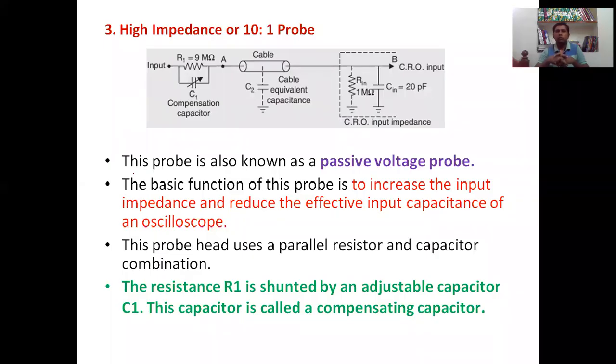So this probe will continue in the next class. There are some more probes, so we will continue in the next coming classes, two to three classes. So the high impedance probe, and the next one is the current probe, the differential probe. So that will continue in the next class.